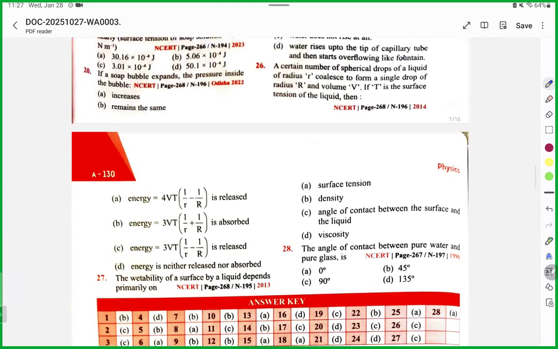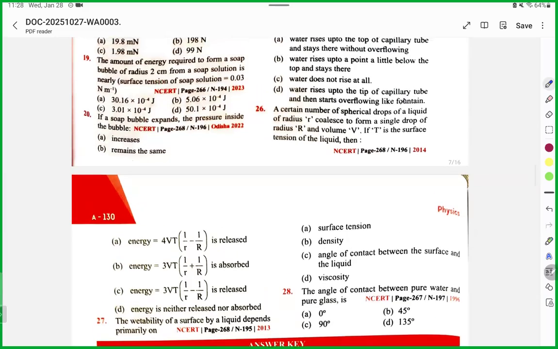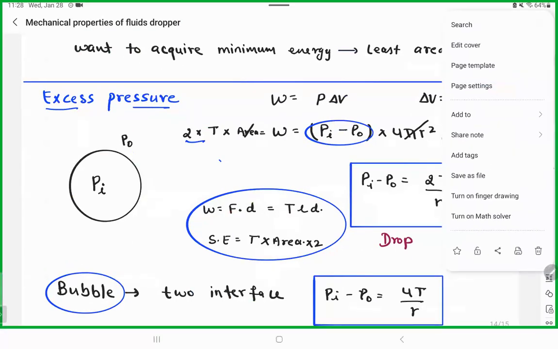So a small topic is left, that is capillary. It will take only 5 minutes, but I have to leave for some work very urgently, so I'll stop the class right here. Just 5 minutes, only one formula, but I'm in a hurry. Can you show it on the screen then, sir, or share the notes? I will share the notes.